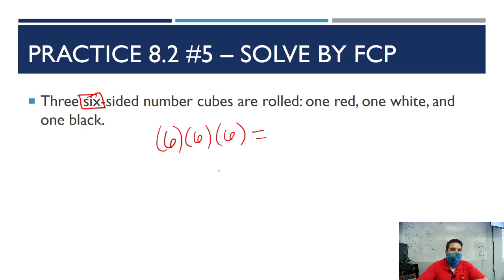All right, 6 times 6 is... So we have 36 times 6, which is what? Who already did that math? All right, cool. 216 is correct. Good for you.